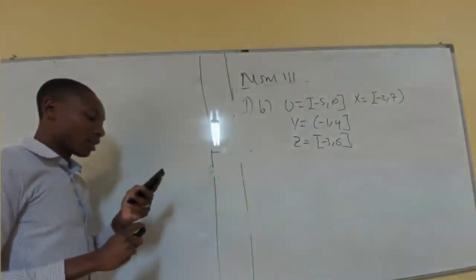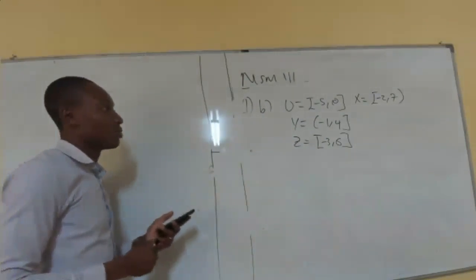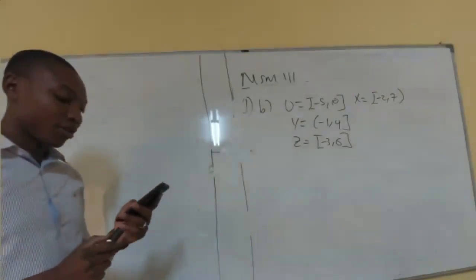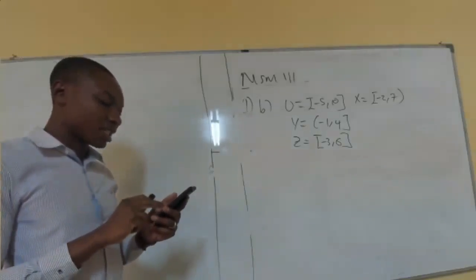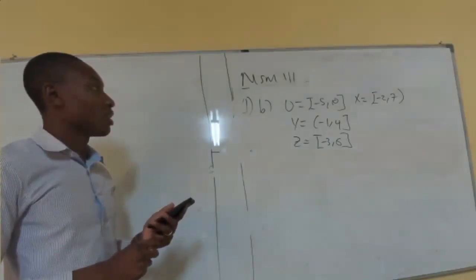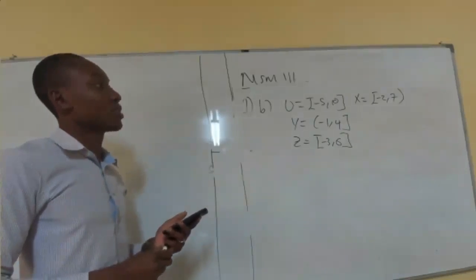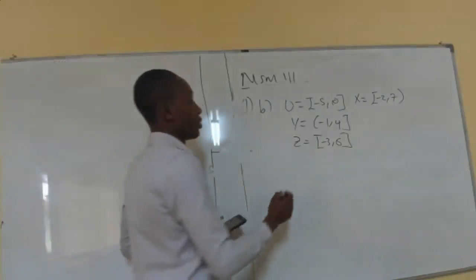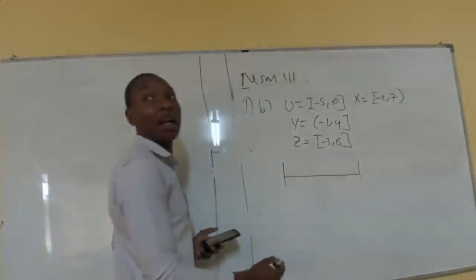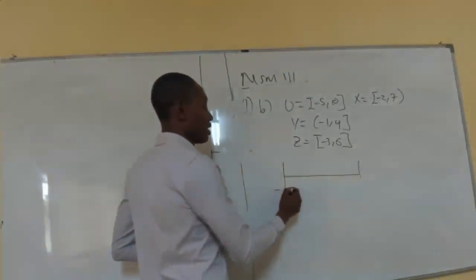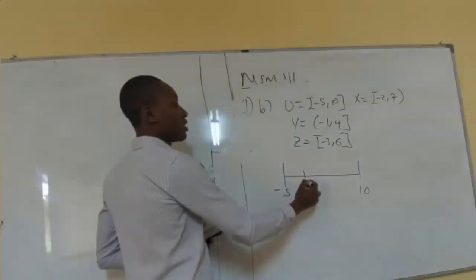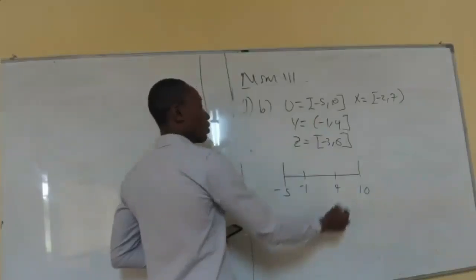The first question says find y complement. Y complement simply means remove y from the inverse set. I think that's the most basic way I can say it. So what remains in the inverse set after removing y? I'm going to write the line for the inverse set, from negative 5 up to 10, then write y, negative 1 up to 4.